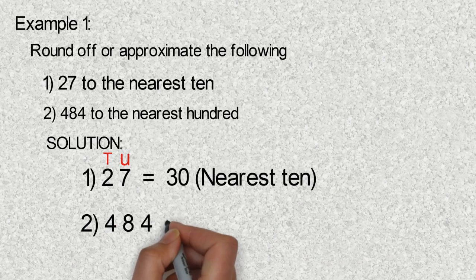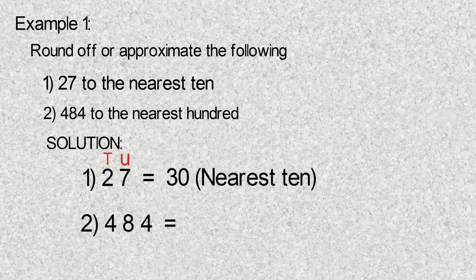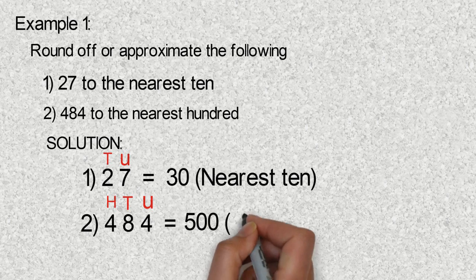Also for number 2, I have 484. So we are rounding this off to the nearest 100. So my first 4 is under what? Unit place value. My 8 is under 10 place value. And my 4 is under 100 place value. So we are considering 4 now under 100 place value. The next number to it is 8, which will be rounded up. So we add the 1 to 4, which will give me 5, and the others will be 0. So I have 500 to the nearest 100.